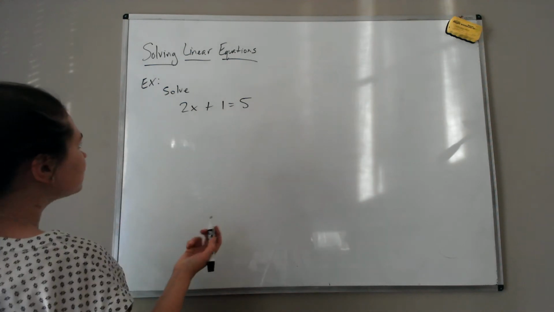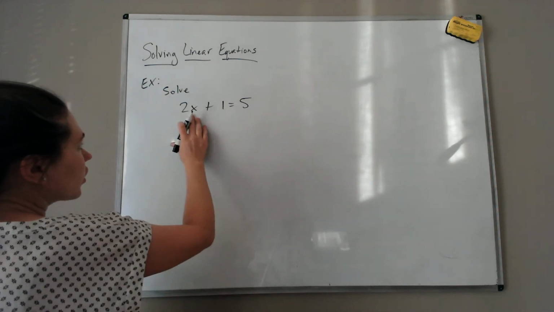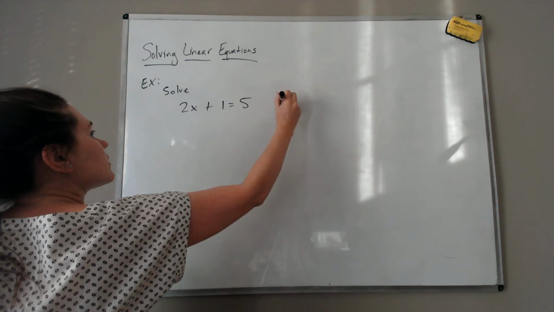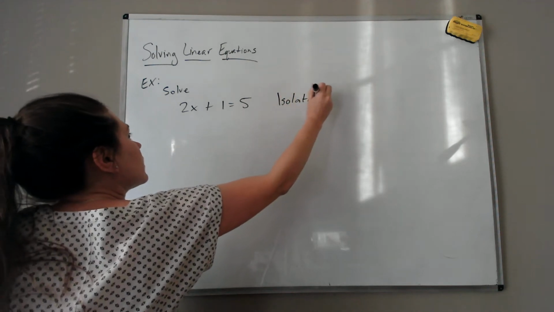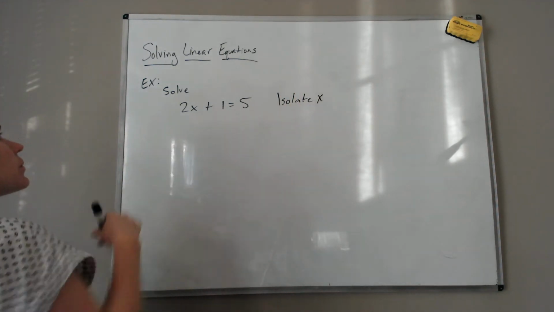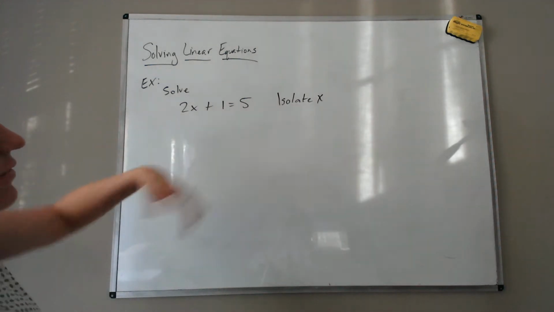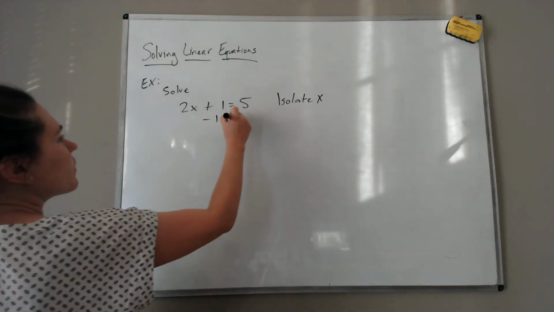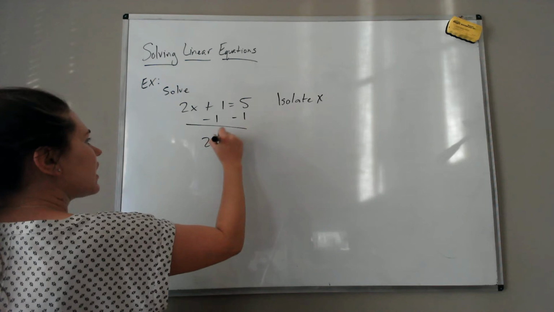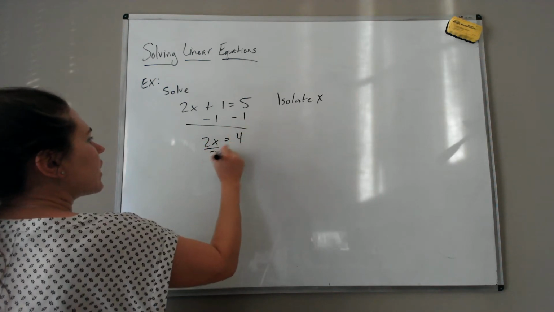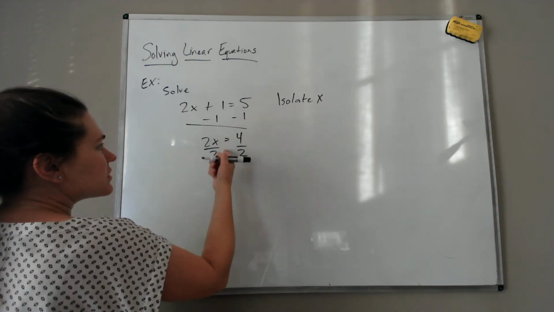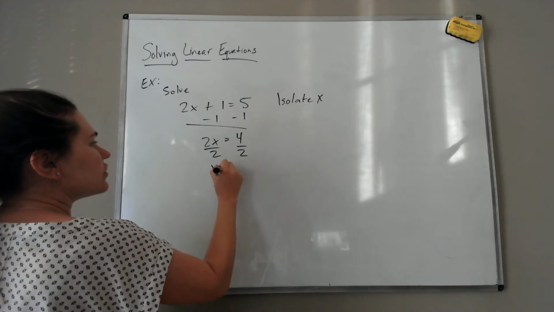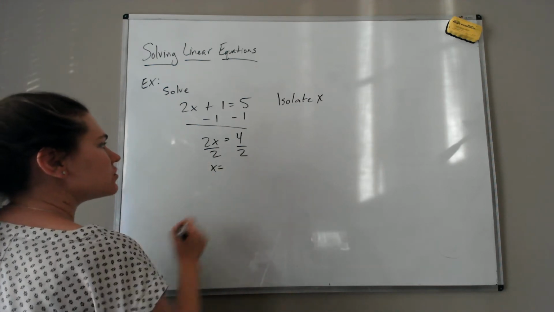If we had to solve this, our goal is to isolate the variable. To get x by itself, we have to undo everything that's happened on the left-hand side. So we take away 1, that gives us 4. Divide by 2, because it's 2 times x, so we divide by 2 to undo it. What you do to one side, you have to do to the other.